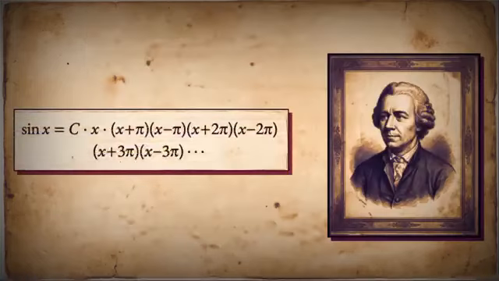Euler applied this same reasoning to the sine function, treating it as an infinite polynomial. He wrote the sine as a constant c times x times the product of all pairs of conjugate linear factors, x plus k pi and x minus k pi, for k from 1 to infinity. The constant c is unknown at this stage. It needs to be determined from additional information. Everything else in the factor expression is determined by the zeros, so our task reduces to finding the value of c.